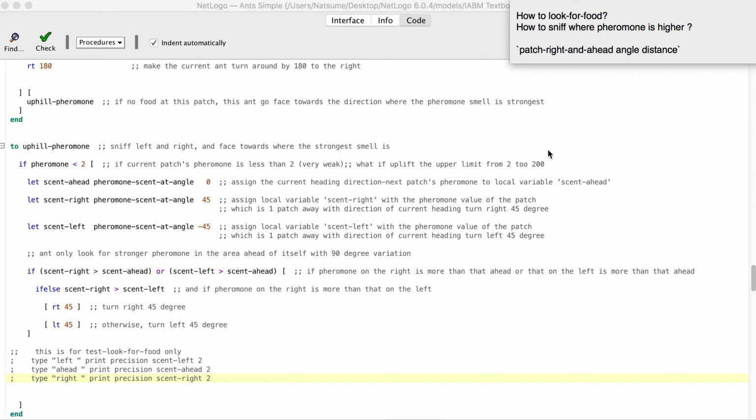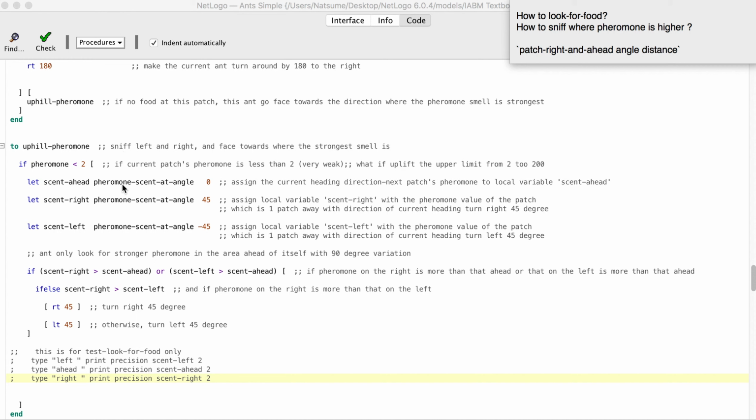Okay, but only three directions. So basically, if the right pheromone is the highest, then we turn right. And if the left pheromone is the highest, we turn left. Otherwise, we remain moving forward. We remain in the same direction, which is forward, ahead. Okay, so far we have finished uphill pheromone.